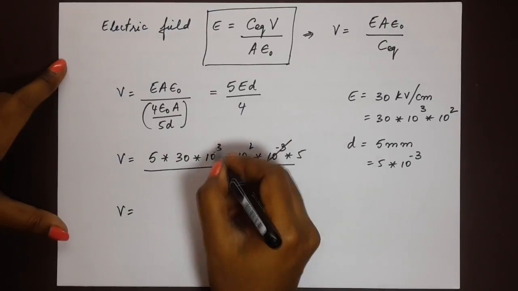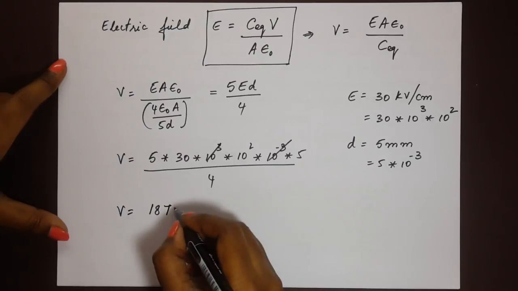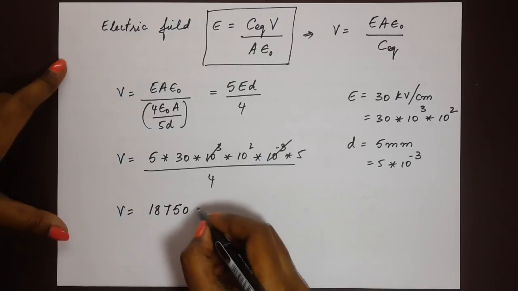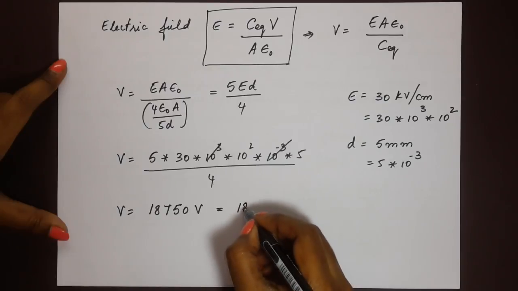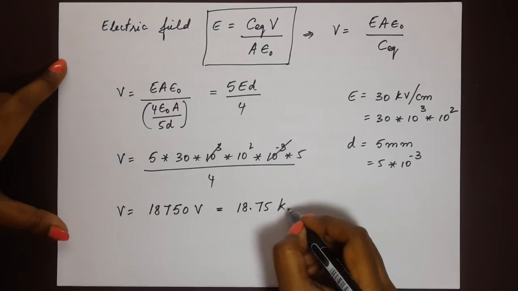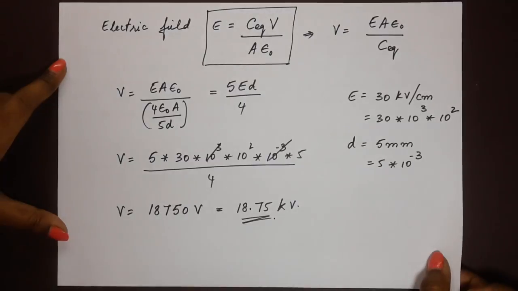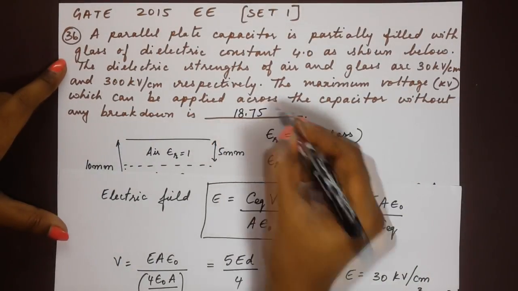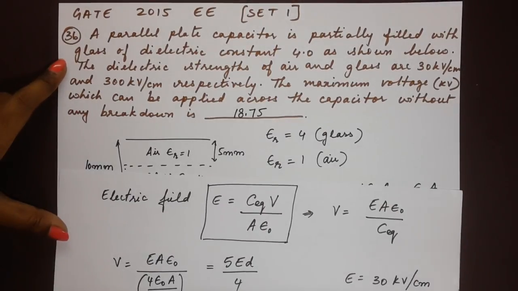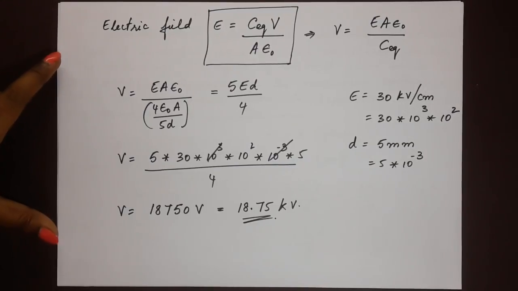So V would equal 18,750 volts, and that gives us 18.75 kilovolts. So the answer here is 18.75 kilovolts. 18.75 kilovolts is the right answer. Well, this is the solution and I hope it has helped.